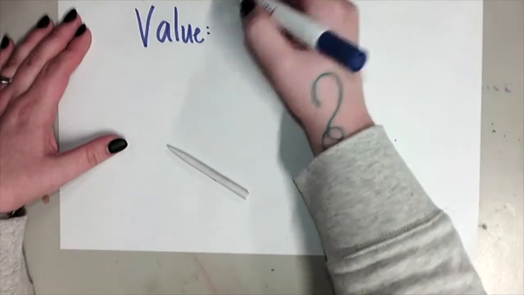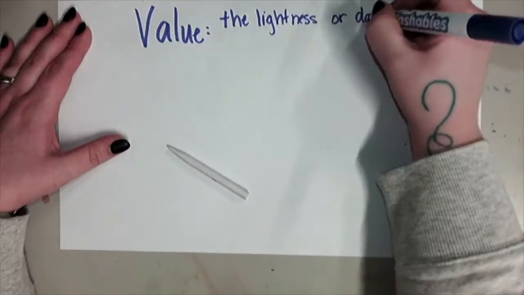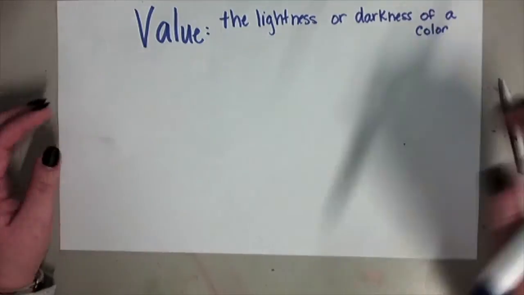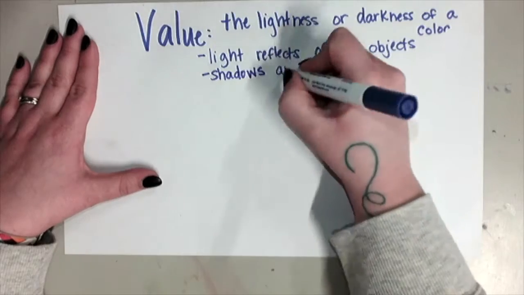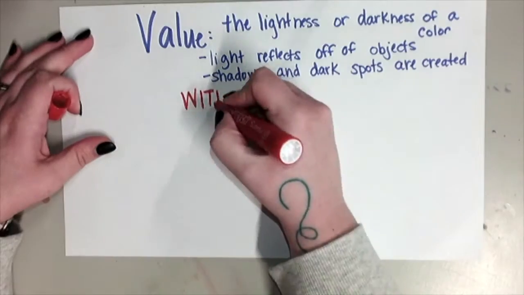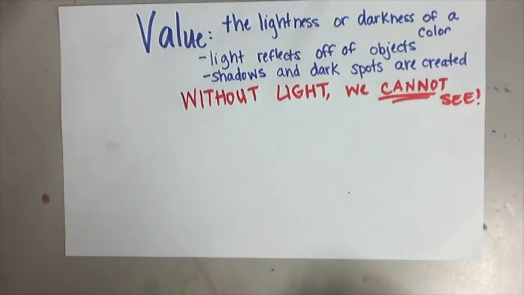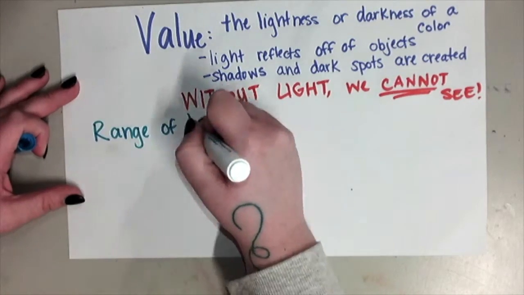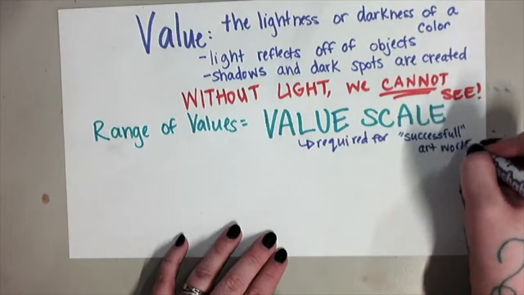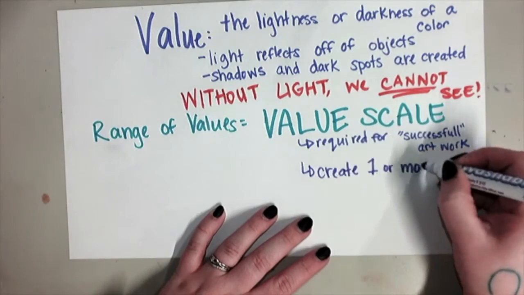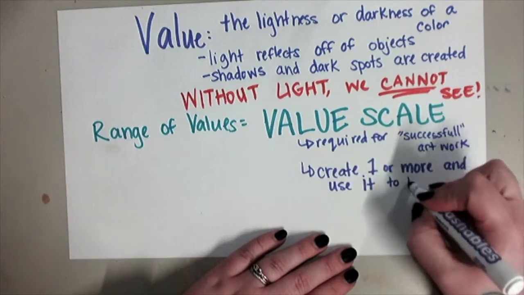When creating art, it is very important to think about value. Value is the lightness or darkness of a color. Light reflects off of all objects, and therefore there are shadows and dark spots, and those are called values. And when the lights are off, without light, we can't see. And so it's important to think about value. You can make a value scale to create a successful work of art.